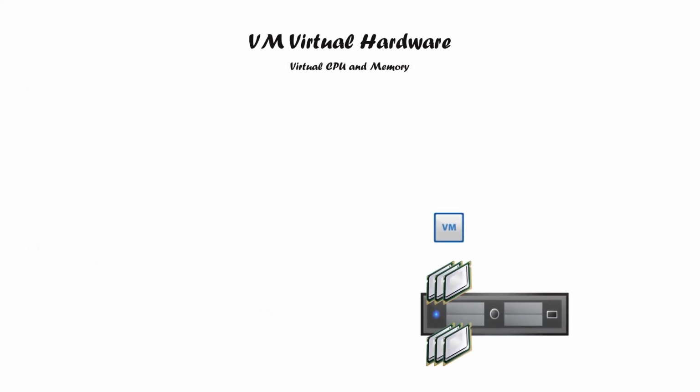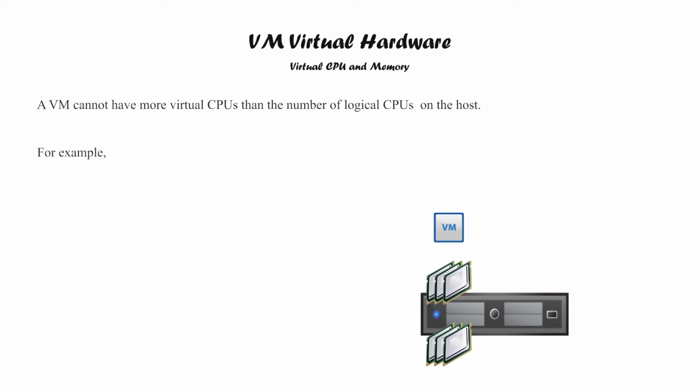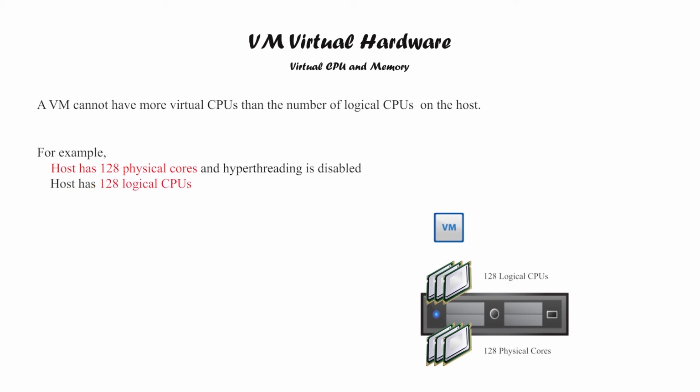A VM cannot have more virtual CPUs than the number of logical CPUs on the host. The number of logical CPUs is the number of physical processor cores if hyperthreading is disabled. For example, if a host has 128 cores, the host has 128 logical CPUs if hyperthreading is disabled. You can configure 128 maximum virtual CPUs for VMs.